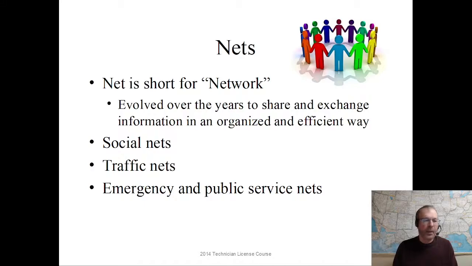Let's say, during a disaster, it might be that there's a net that covers traffic for the Salvation Army. And this could be traffic related to the emergency, such as getting provisions from one area to another area where they're needed. So, different types of nets for different purposes.